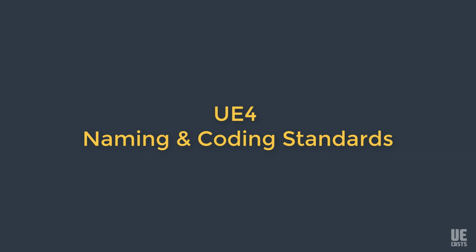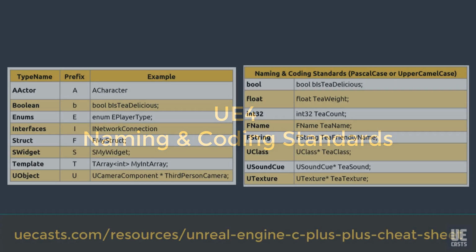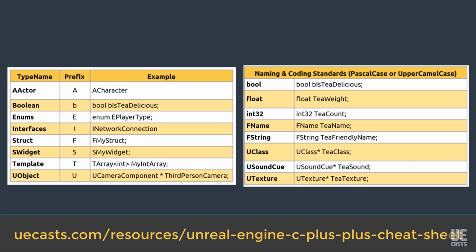Welcome back, everyone. In this video, we're going to dive into the naming conventions that are used within Unreal Engine source code. Using this UE4 naming standard will help us quickly identify the types of classes and objects in our project. We have a handy C++ cheat sheet available at uecas.com/resources/UnrealEngine C++ cheat sheet. There you can find these prefix and naming tables. Let's dive in on the prefixes.